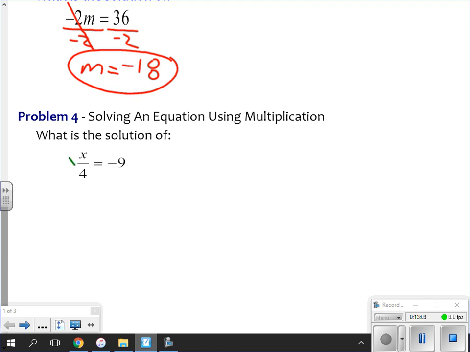So I multiply this side times 4, and I multiply that side times 4. You must do it to both sides. Show the steps. Show the work. I need to see this. Your 4's cancel each other. You're left with x equals. The equal sign just comes down. And then you do negative 9 times 4, which is going to be negative 36.